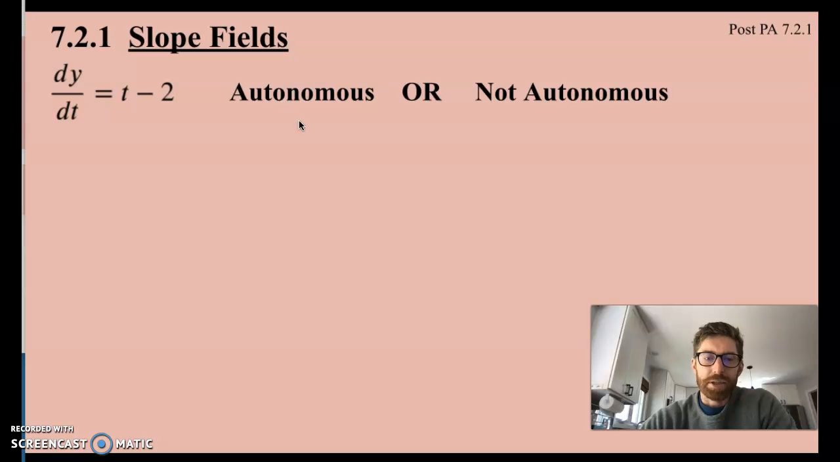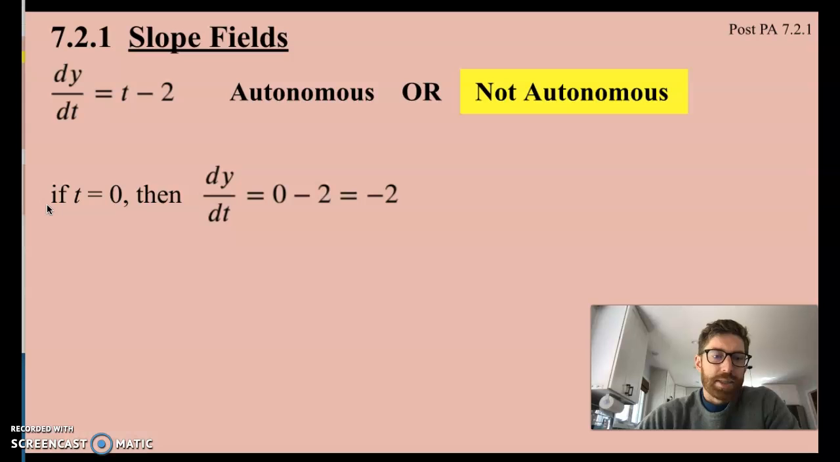Autonomous means that the function is not reliant on t. If you're autonomous, then you don't rely on anything else. You are your own person. Versus if you're non-autonomous, then you rely on something else. So I would say that this is a non-autonomous function because you are relying on t to give you the function. If this were a y or whatever else, then it would be an autonomous function.